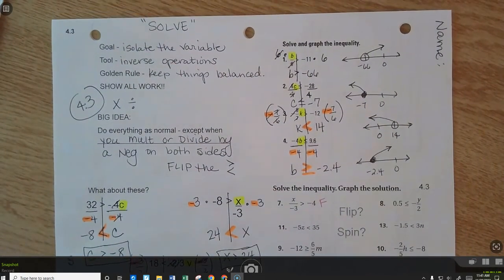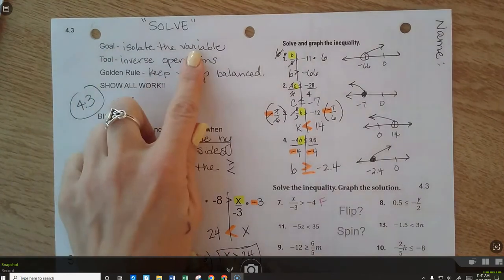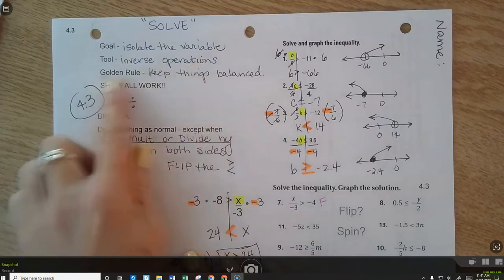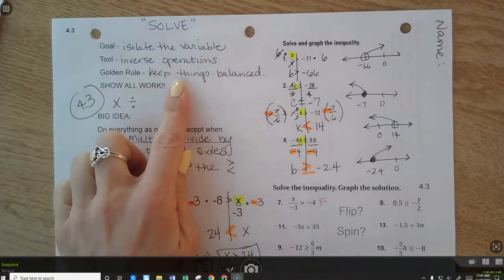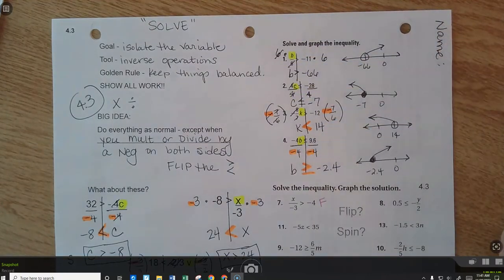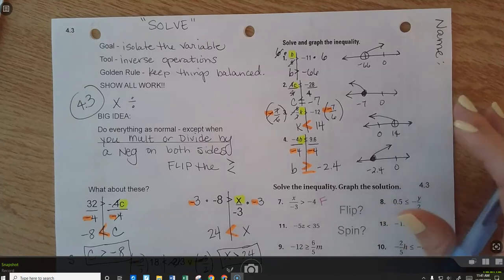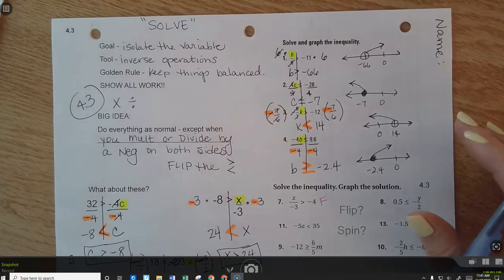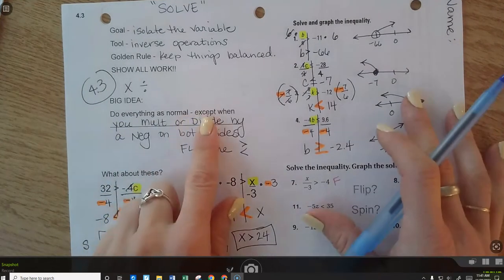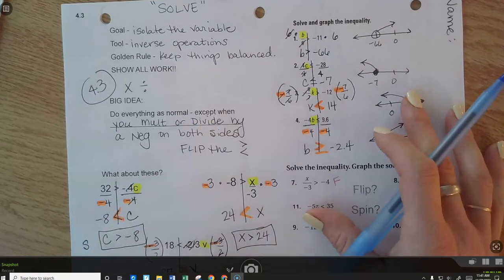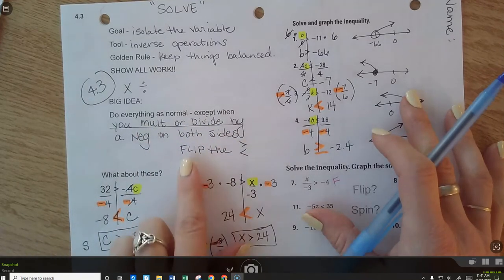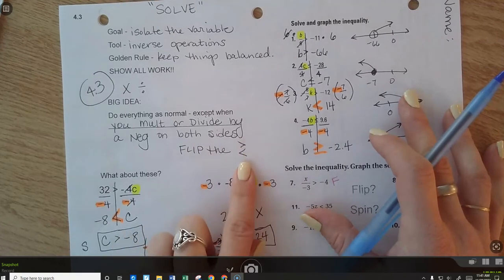Okay, so yesterday we talked about how the goal is still to isolate the variable. We're still using inverse operations to cancel things out. We're still keeping things balanced, right? With the line down the middle and showing our work on both sides until we get the variable by itself. We said the only little key here to remember in this section is that you do everything as normal. Do everything the same as you're used to, except if you multiply or divide by a negative on both sides, you have to flip which way that inequality sign is going.